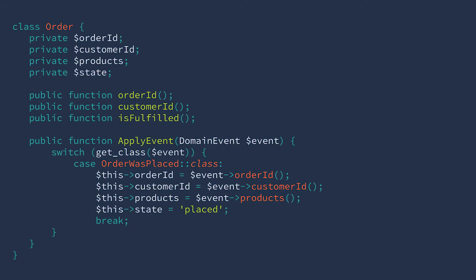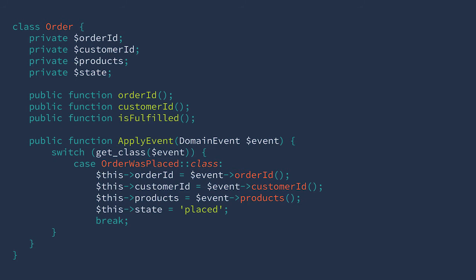But what is application? Application is the process of applying state from the event. During this specific application, we're going to set the order ID field, set the customer ID field, add products to the object, and then set the current state of the order to placed.